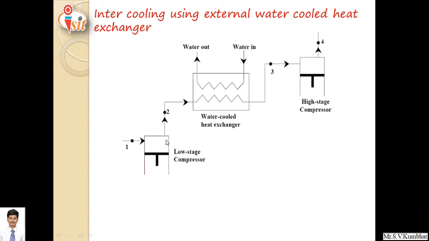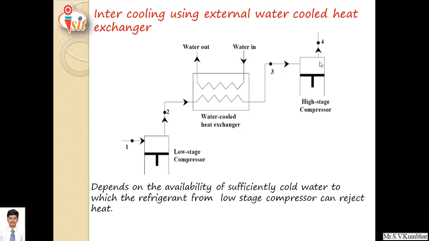This high pressure high temperature vapor of refrigerant is then passed through a water cooled heat exchanger, that is the intercooler. So here a constant pressure temperature drop takes place. This high pressure low temperature vapor of refrigerant is again compressed in the high stage compressor, and after this compression, the high pressure high temperature vapor of refrigerant is sent to the expansion valve, then to the evaporator, and from the evaporator it is sent back to the low stage compressor.